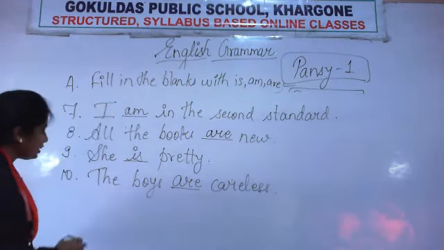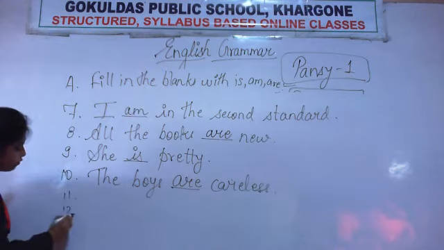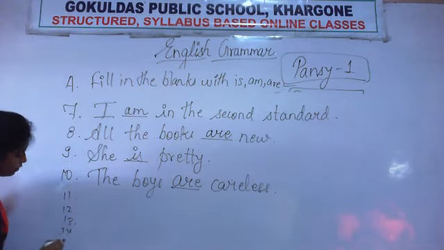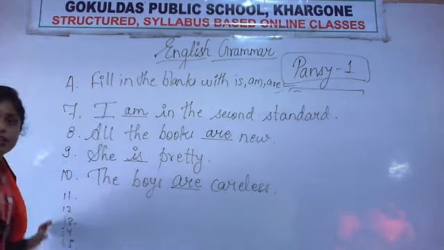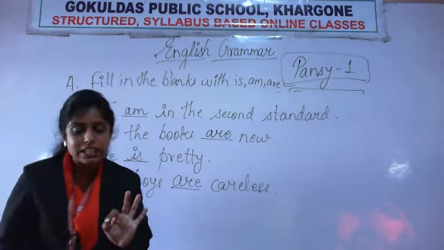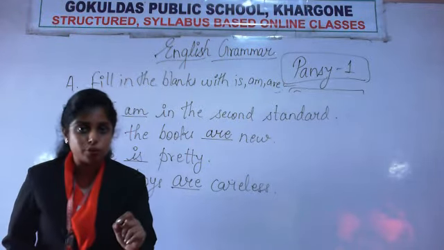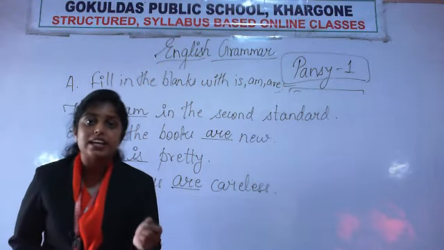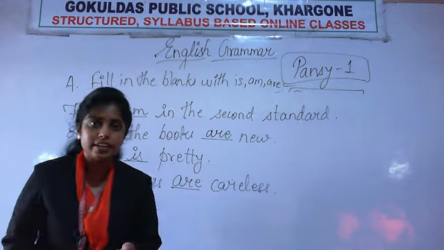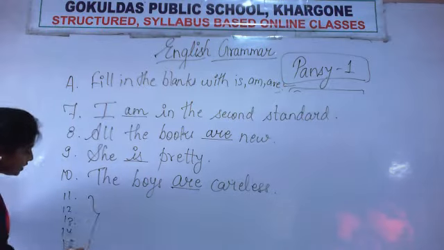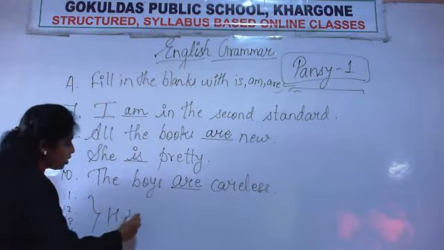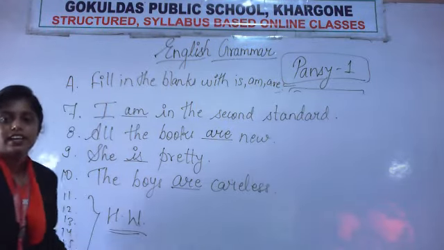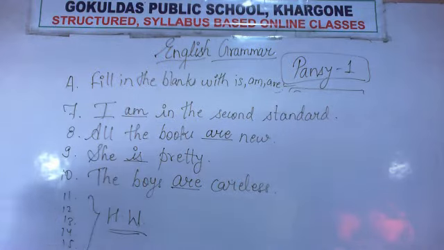Now the remaining 11, 12, 13, 14 and 15. All the remaining 5 sentences are homework for you. Do it, fill it up with is, am, are and send it to me. Okay? So all the 5 sentences are homework for you. Okay. Now write this. I am coming.